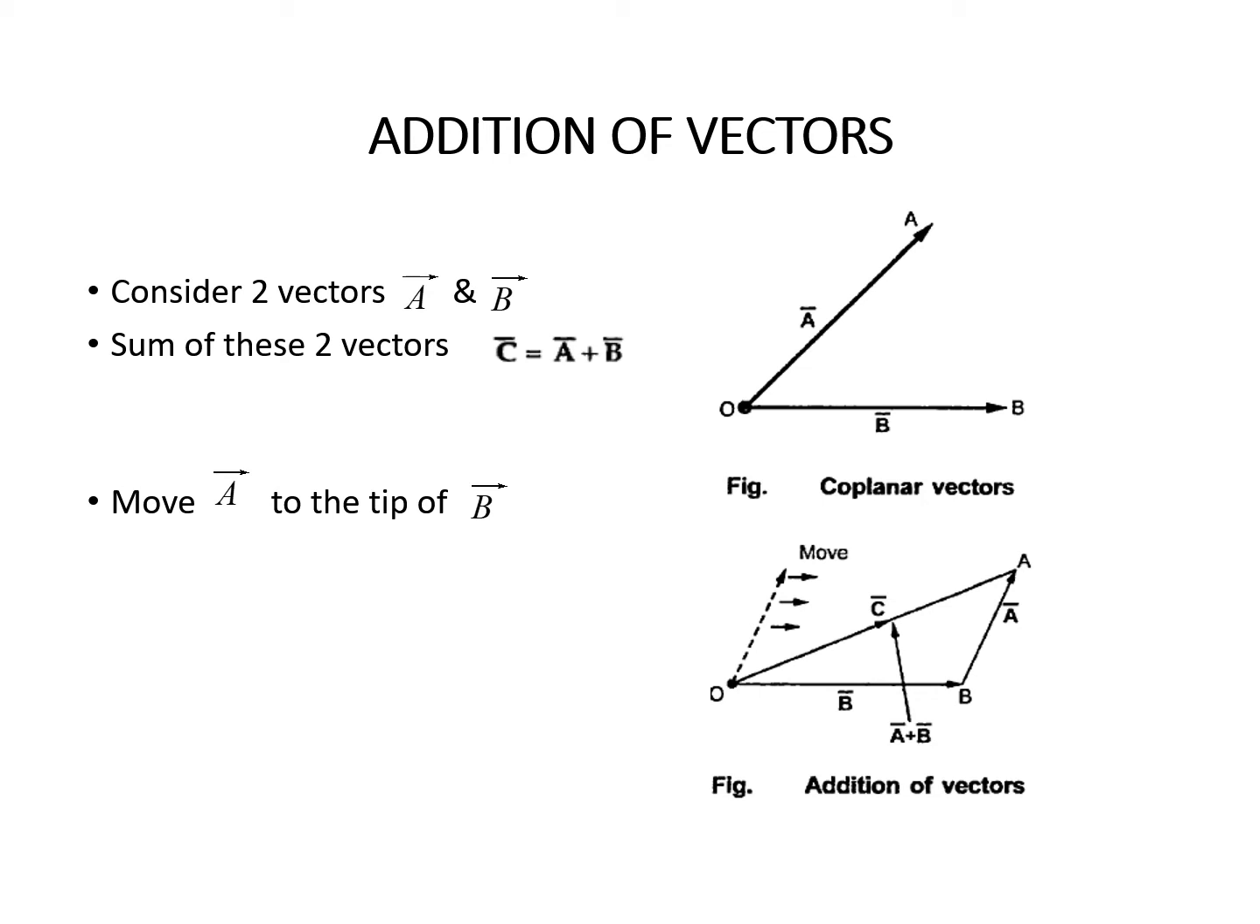Consider the figure. This is the A vector and this is the B vector. We have to add these two vectors. To add the two vectors, we have to move the A vector to the tip of the B vector. So this is the B vector, and we have moved the A vector to the tip of the B vector. Now add the two vectors, B vector plus A vector, which gives the resultant vector, C vector. So C vector is equal to A vector plus B vector.